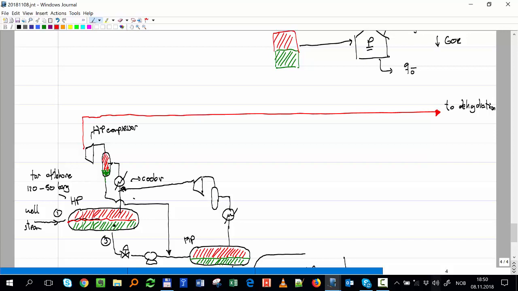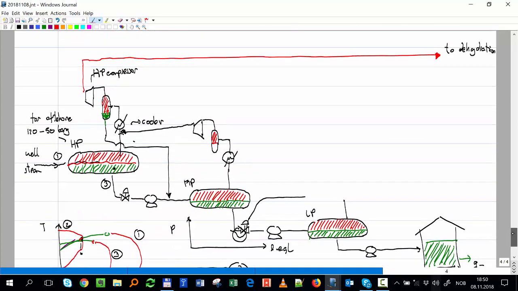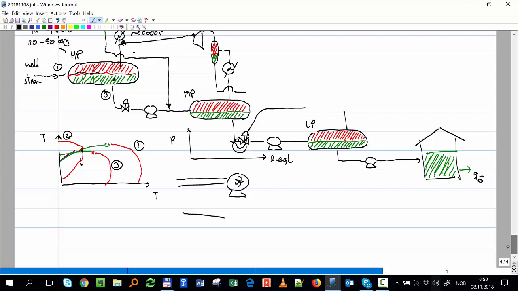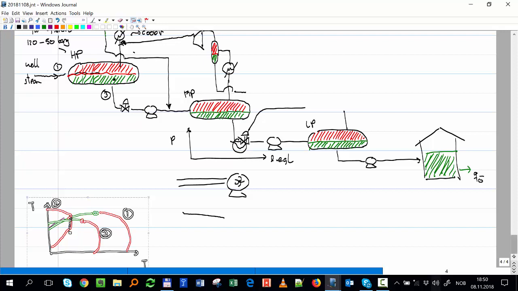Okay, so then I have here my scrubber. What do I do with that liquid? To the low pressure separator. Okay, so it comes here. And oops. You know, not everything is perfect with this method.